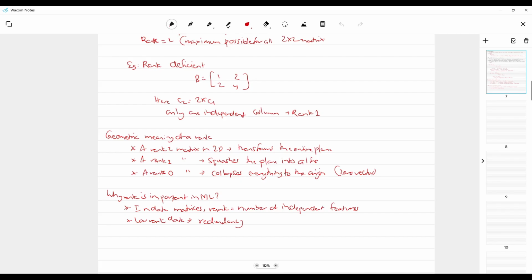So everything we've learned today connects back to the transformation. When we apply a matrix, the rank tells us whether we preserve space, compress it, or collapse it.